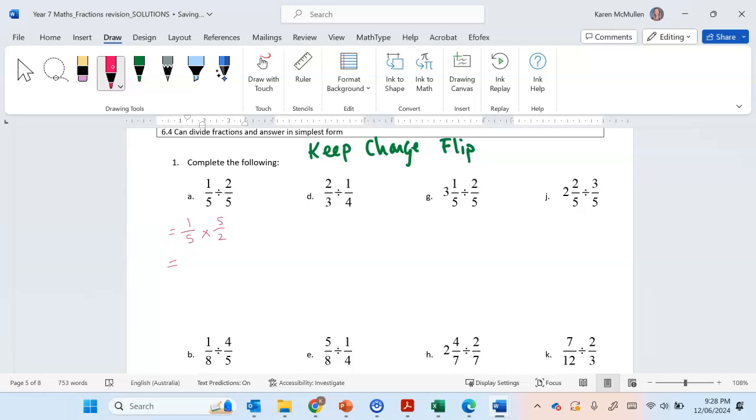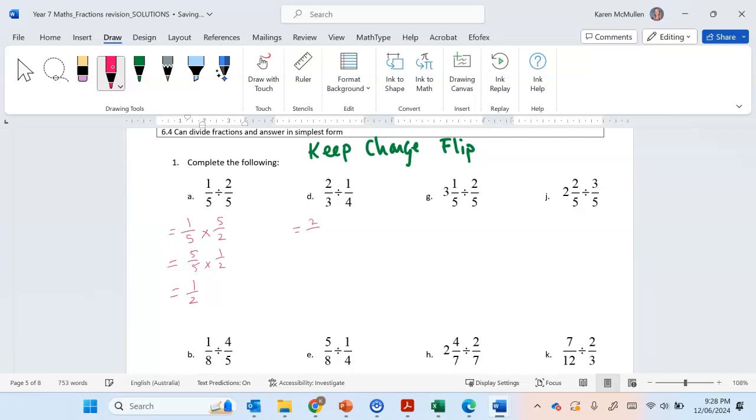Now I can switch my 5s. I can see I can do 5 over 5 times 1/2, and then I'm going to end up with a half. So if you can do multiplication, you can also do division. And as I said before, multiplication I think is the easiest because you don't have to change your denominators. We don't have to change our denominators for this either. The only thing that might need changing is if we have a mixed number. All right, so let's move on to the next one.